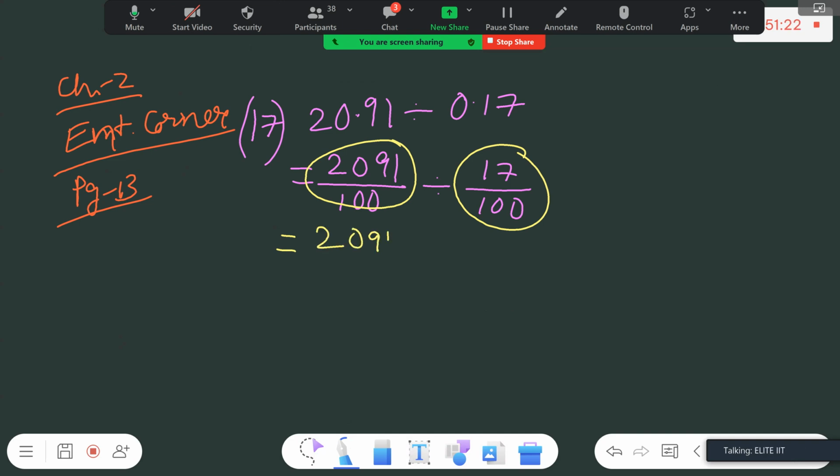So how do you divide two fractions? You have to convert the division into multiplication. And after converting that, you have to write the reciprocal of the second fraction. Okay, what is the reciprocal of 17 by 100? Madhu, respond please. What is the reciprocal of 17 by 100?